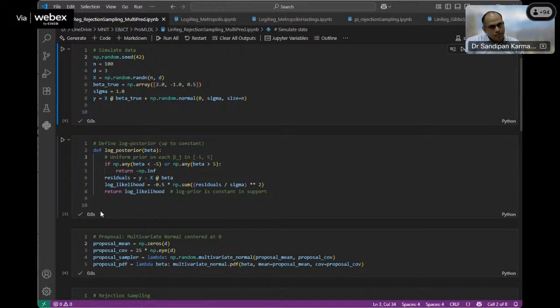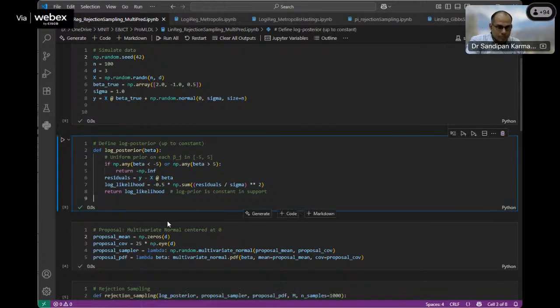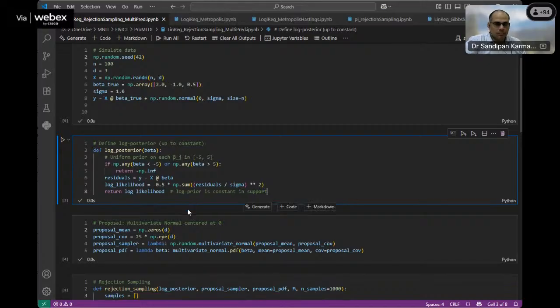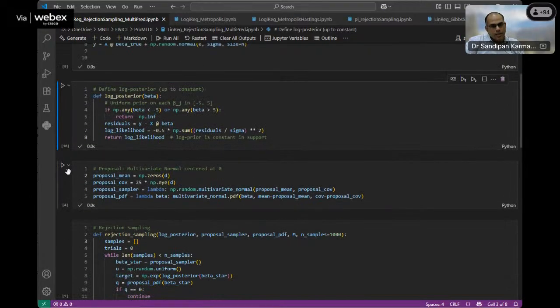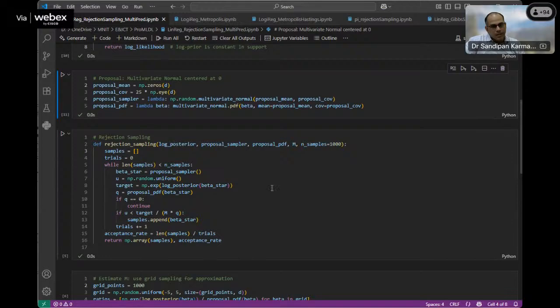Same logic we'll be using. This particular function, log posterior, is coming from the earlier one, so you can copy that and simply paste it here. Next is proposal mean. I am creating proposal covariance, and then the proposal sampler, then the proposal PDF. Then going to the rejection sampling main loop.